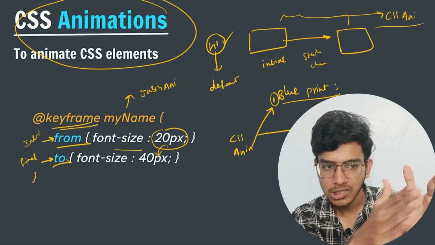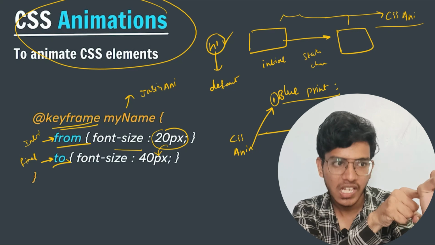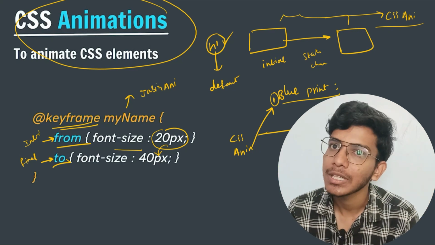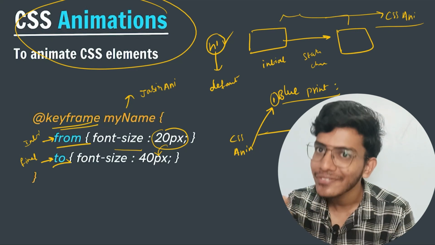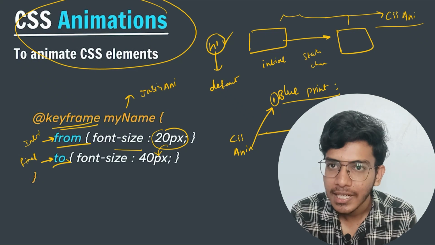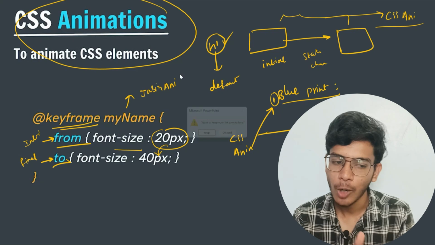Now as the state moves from the initial state to the final state, what will happen in between? How are you going to define it? This is what the to state will define. Okay, now let us see how the blueprint works.